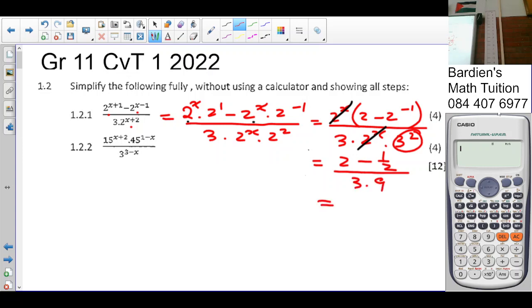So what is 2 minus half? 1 and a half, which is 3 over 2. What is 3 times 9? 27. Why did you say 3 squared? Instead it's 2 squared, I just realized now. So you're supposed to have gotten 3 times 4, which is 12. So it's going to be divided by 12, which is the same as multiplied by 1 over 12. 3 goes into 3 once, 3 goes into 12, 4 times. And 1 times 1 is 1, 2 times 4 is 8. Thank you. You guys understand? Right?